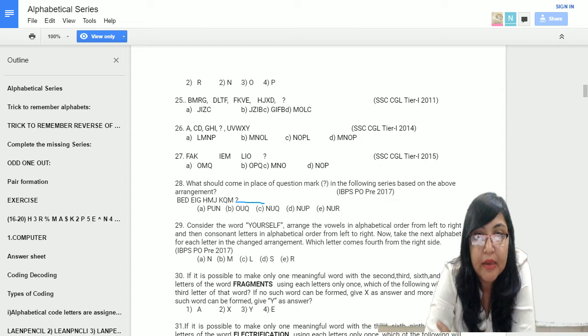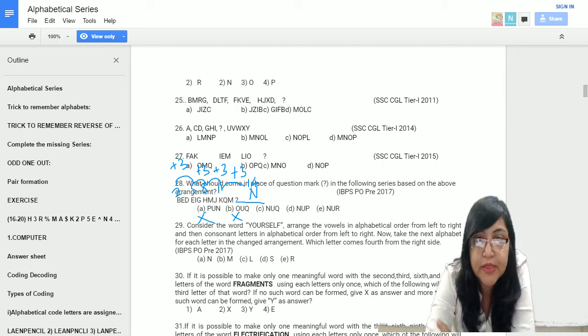So let's see. Now what we have over here, we'll be connecting the first elements of each term. So B is 2, E is 5, H is 8, K is 11. See, so what it is basically? Plus 3 plus 3 plus 3. So what would be over here? 11 plus 3. So it should be 14. So whose place value is 14? So the place value of N is 14. So your answer A and B should not be correct.